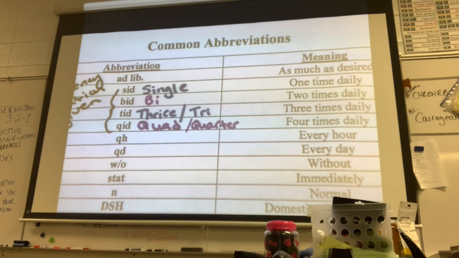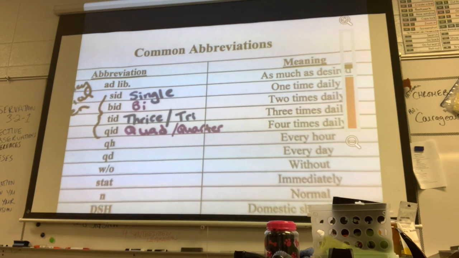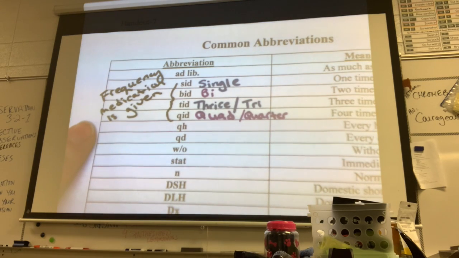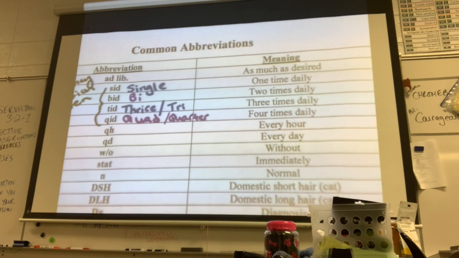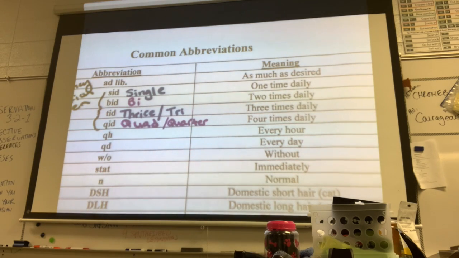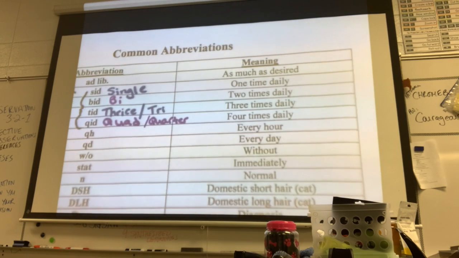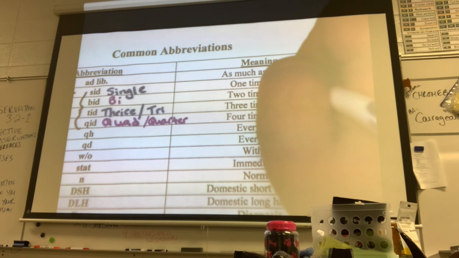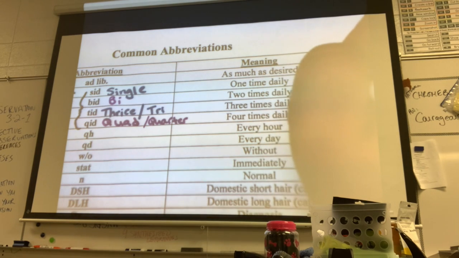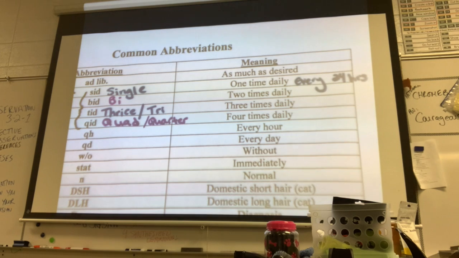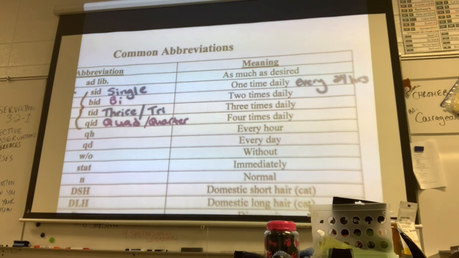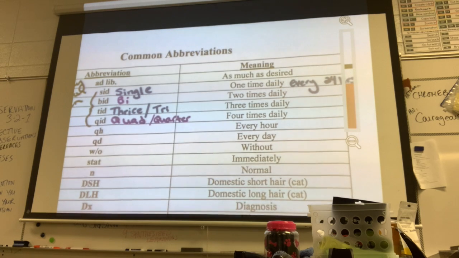So when I come over to the definitions, and again, I'm talking about frequency medications given, right? So if I'm SID or I'm single, I'm going to give my medication how many times a day? 1 time a day. So that means I'm going to give my medication 1 time a day, or every 24 hours. So every 24 hours then is when I'm going to give my medication.